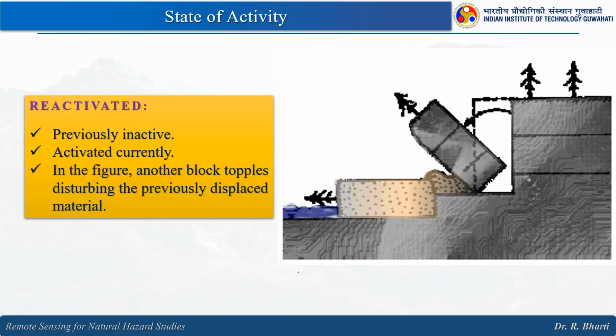When we say reactivation, this is the first block, then we had some deposition because weathering is taking place, then this particular block is now failing. It is failing from here to here. So, previously inactive, activated currently. In the figure, another block topples, disrupting the previously displaced material. So, now this will come on this particular block.